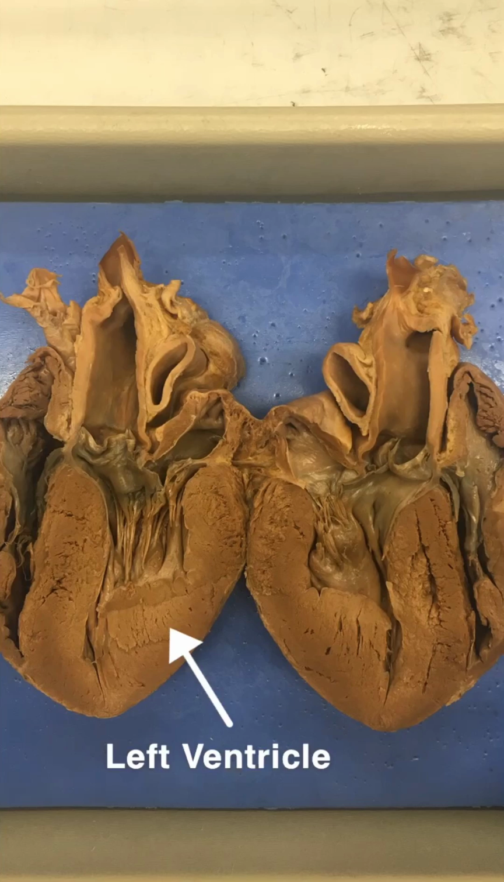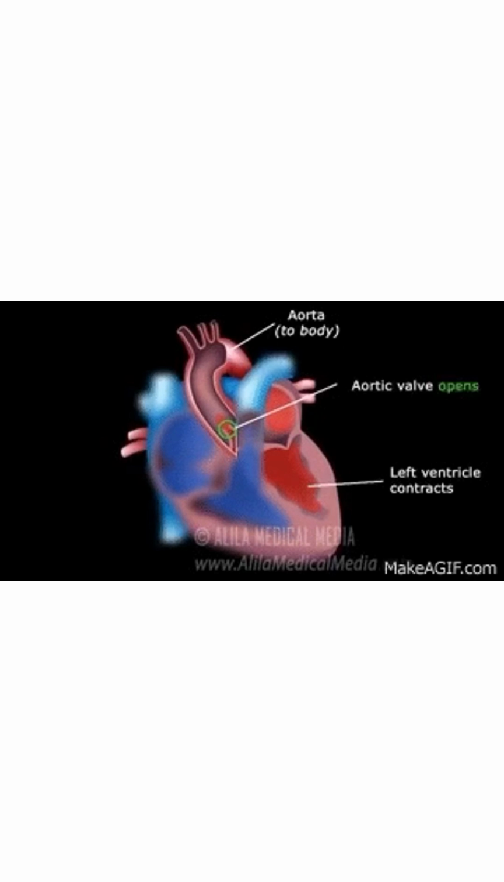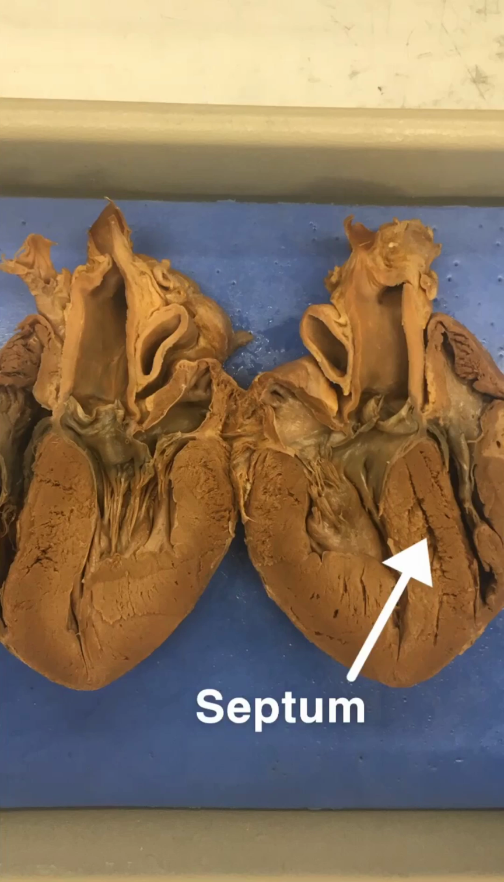The left ventricle. The left ventricle is responsible for pumping oxygenated blood to tissues all over the body. This is a demonstration of the blood from the left ventricle escaping through the aortic valve and into the aorta, and then pumping throughout the body.